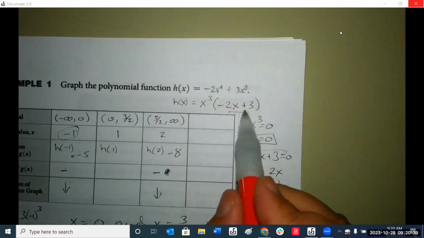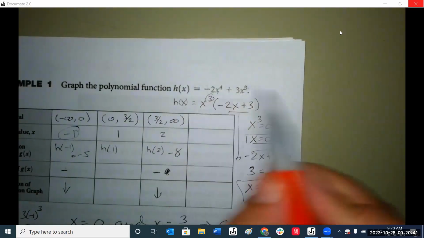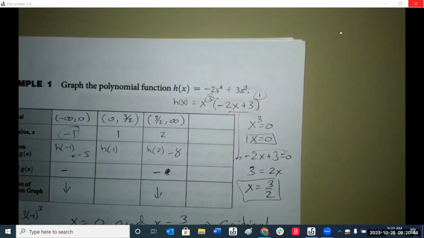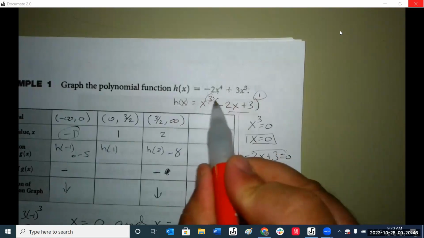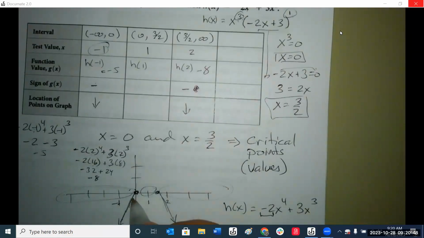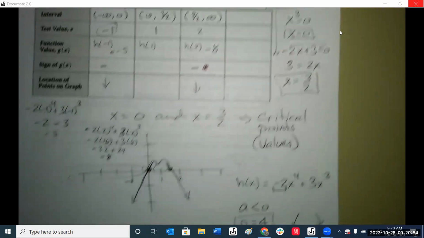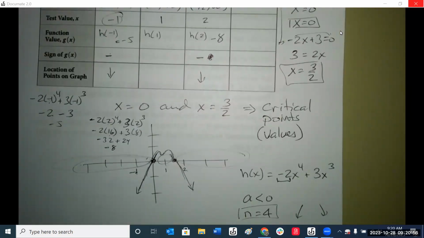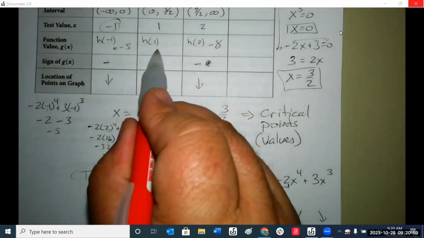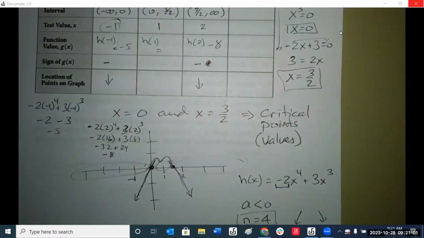Since we factored these out, look at the multiplicities. They're both odd, so the graph is going to cross there. So the graph's going to look something like this. That means at 1, we're going to get a positive answer.